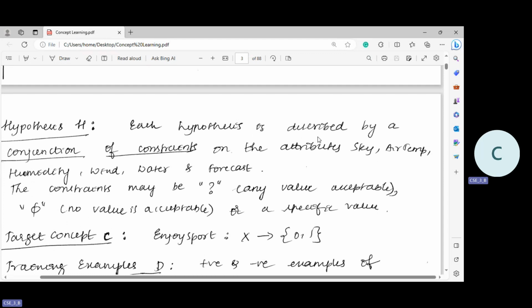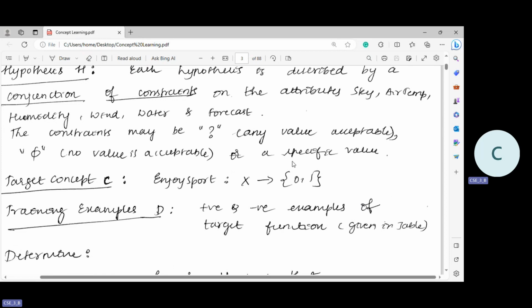Each hypothesis is described by a conjunction of constraints on the attributes sky, temperature, humidity, wind, water, and forecast. So here let us understand the concept of hypothesis and concept learning with this example. The constraints may be the question mark, which I have already told you means any value is acceptable, or the phi symbol, that is no value is acceptable, which we usually refer to as null.